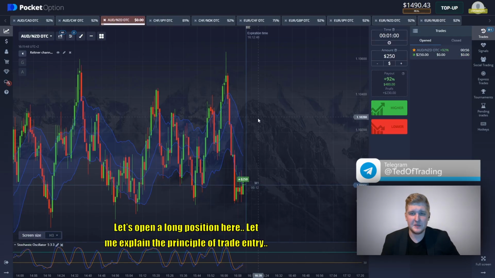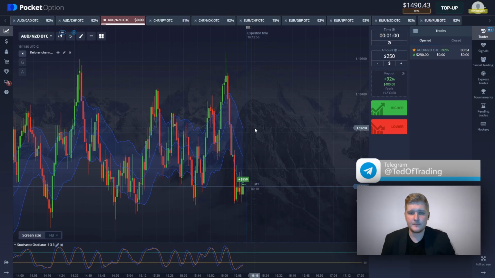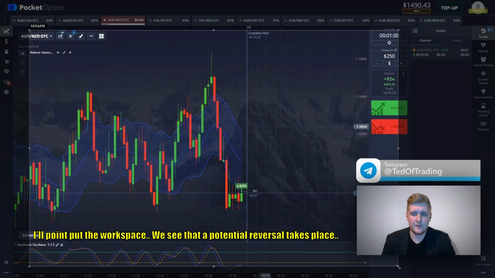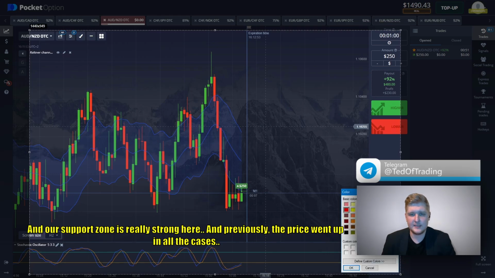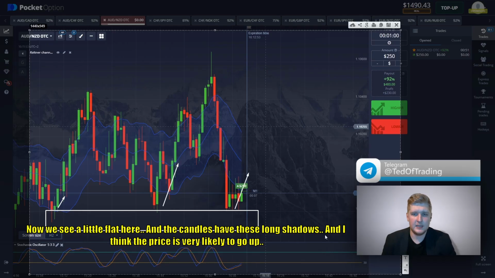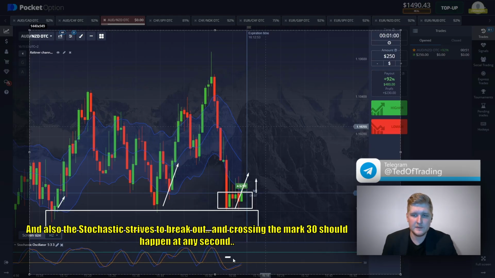Let me explain the principle of trade entry. I'll point out parts of the workspace. We see that a potential reversal takes place and our support zone is really strong here. And previously the price went up in all the cases. Now we see a little flat here and the candles have these long shadows. And I think the price is very likely to go up. And also the stochastic strives to break out and crossing the mark 30 should happen at any second.